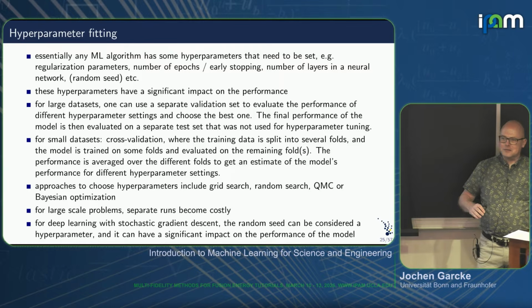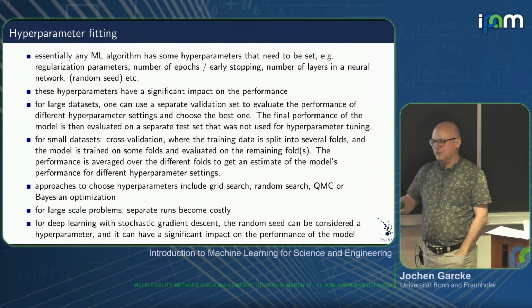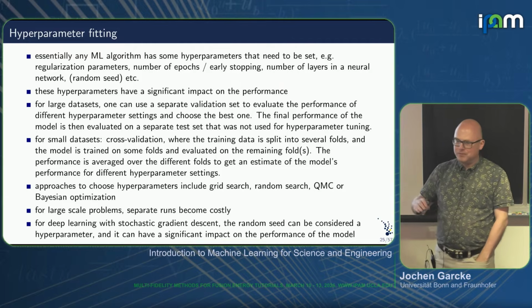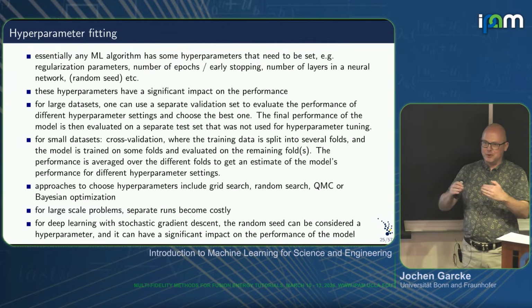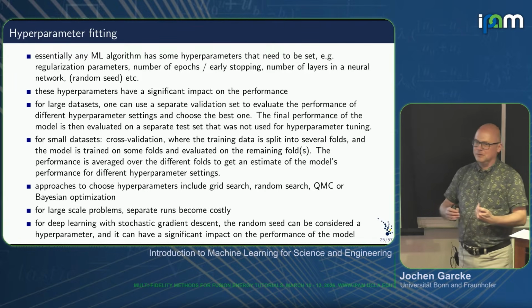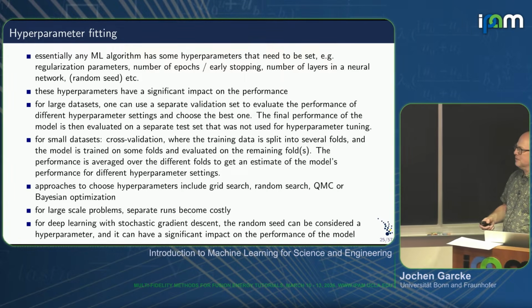So, I mean, some models, some approaches are a bit better at coping with that. Some are quite worse. So I've seen results where it's an order of magnitude off depending on the random seed, which is, of course, problematic.